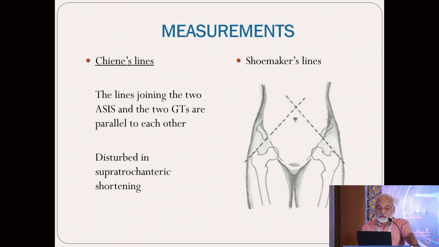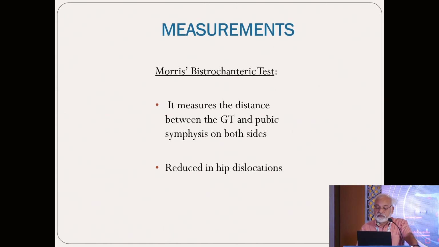Like these are the Chiene's line and the Shoemaker's line. This has to be done for the supratrochanteric shortening. The line could be done by joining the two ASISs with two GTs, parallel to each other. So whatever the angle is there, you have to see, and then you can measure whether supratrochanteric shortening is there or not. Then Morris bitrochanteric test measures the distance between the GT and the pubic symphysis on both sides, and it is reduced in cases of hip dislocation.